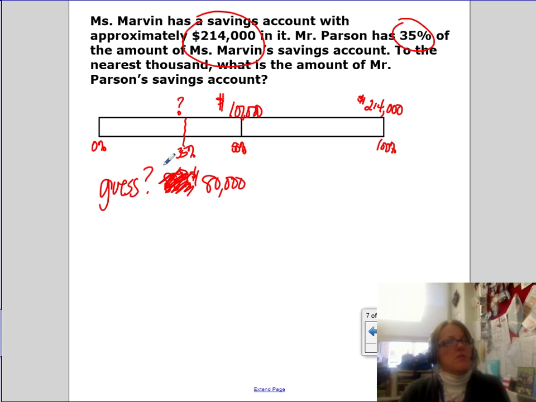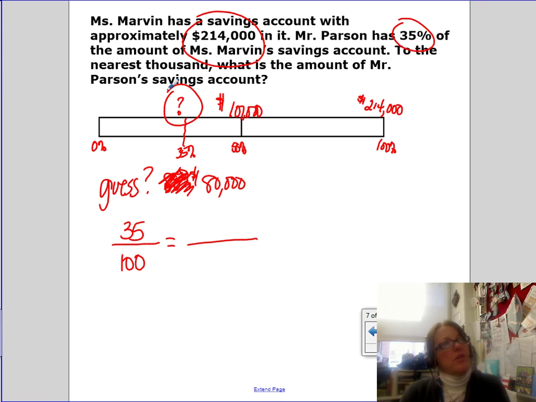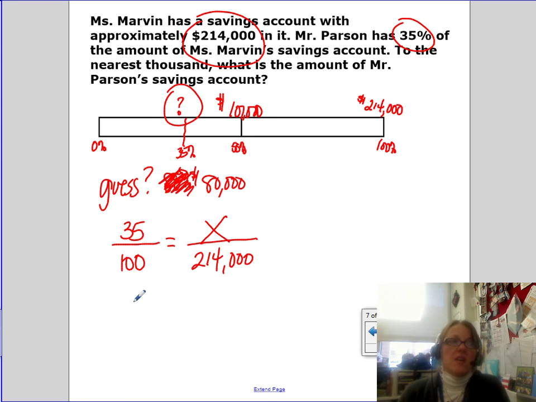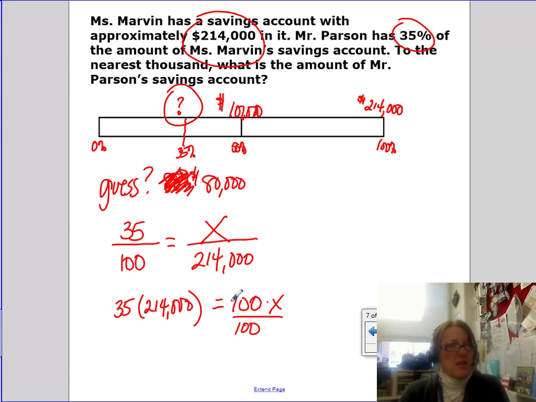I visualized it. Now I'm going to do some computation. This time you're given the percent. Usually we wrote N over 100, but this time you know the percent. It's 35. I don't know what this number is. That's what I'm looking for. That can be like X. But 214,000 is the total that she had in her account, and I'm taking a percent of that amount. Okay, let's cross multiply and solve. 35 times 214,000 equals 100 times X. And then to solve, I'm going to divide by 100.